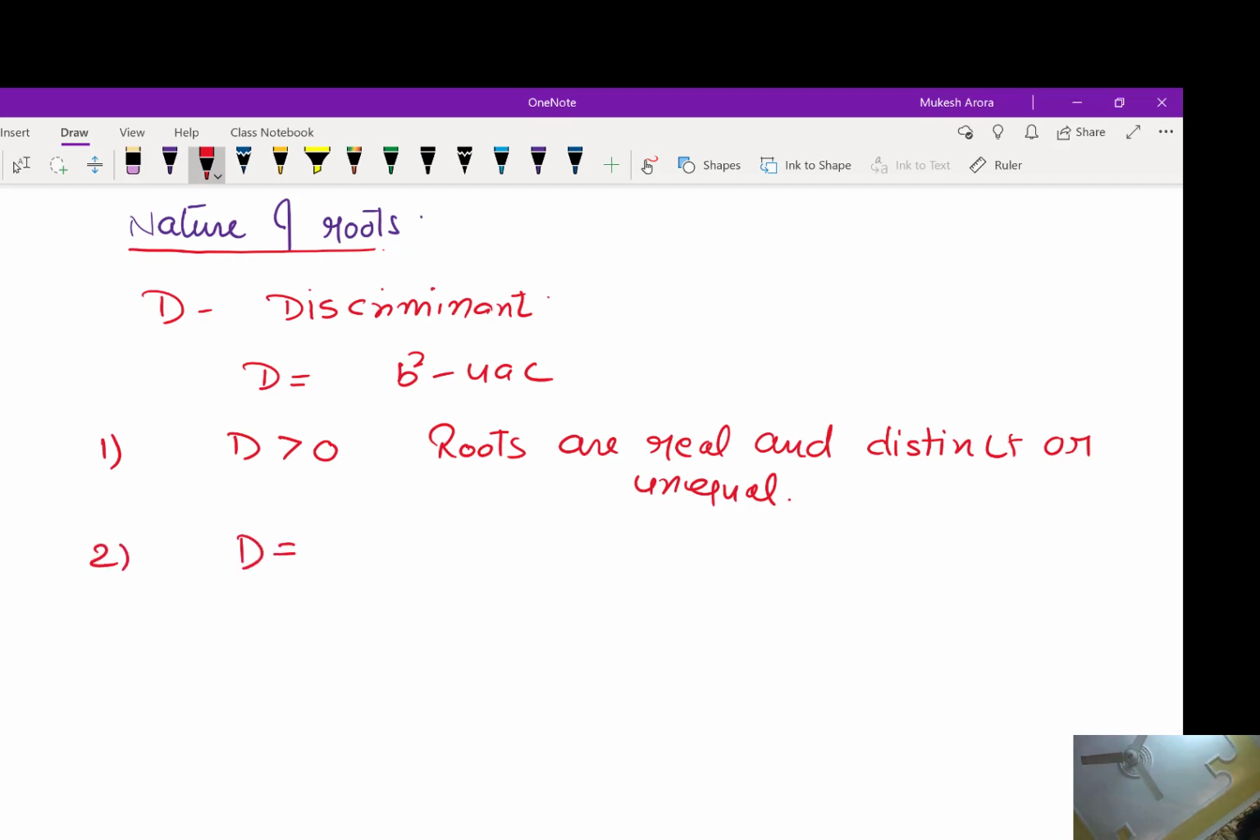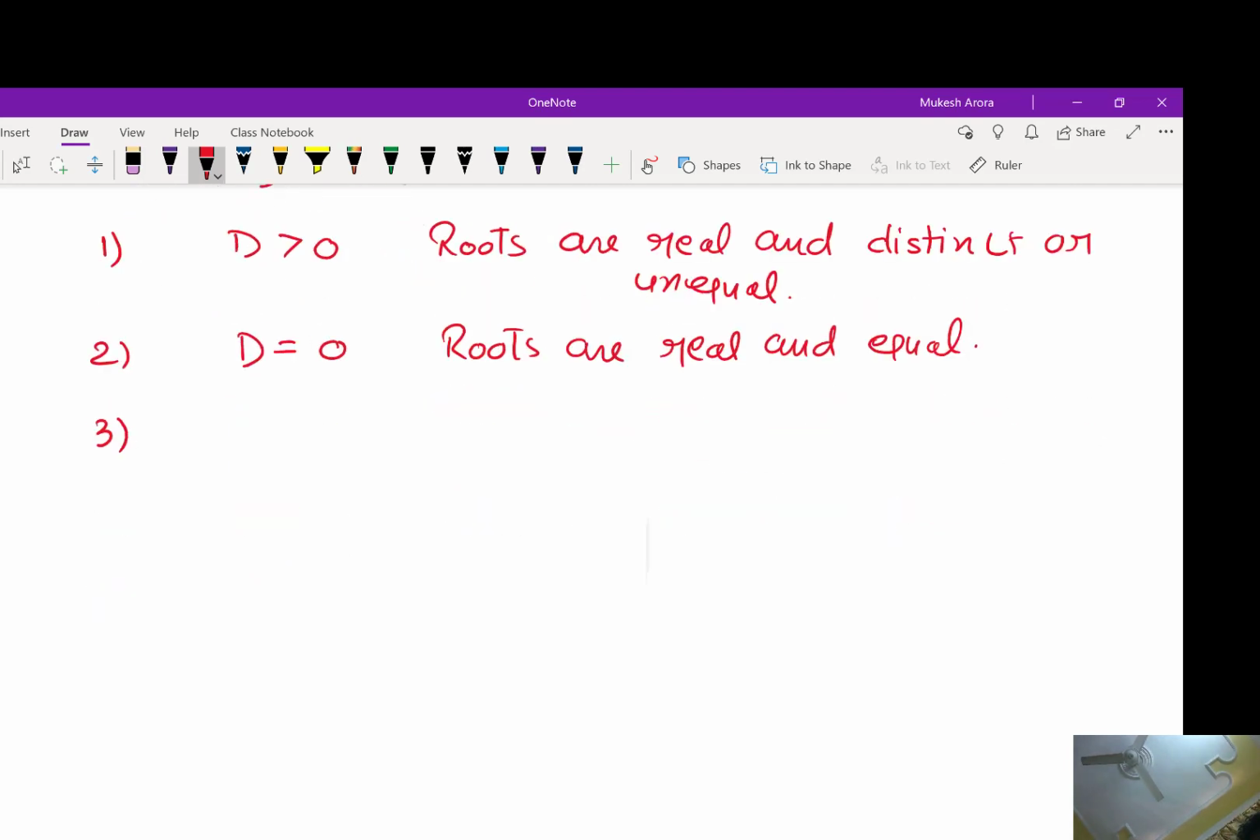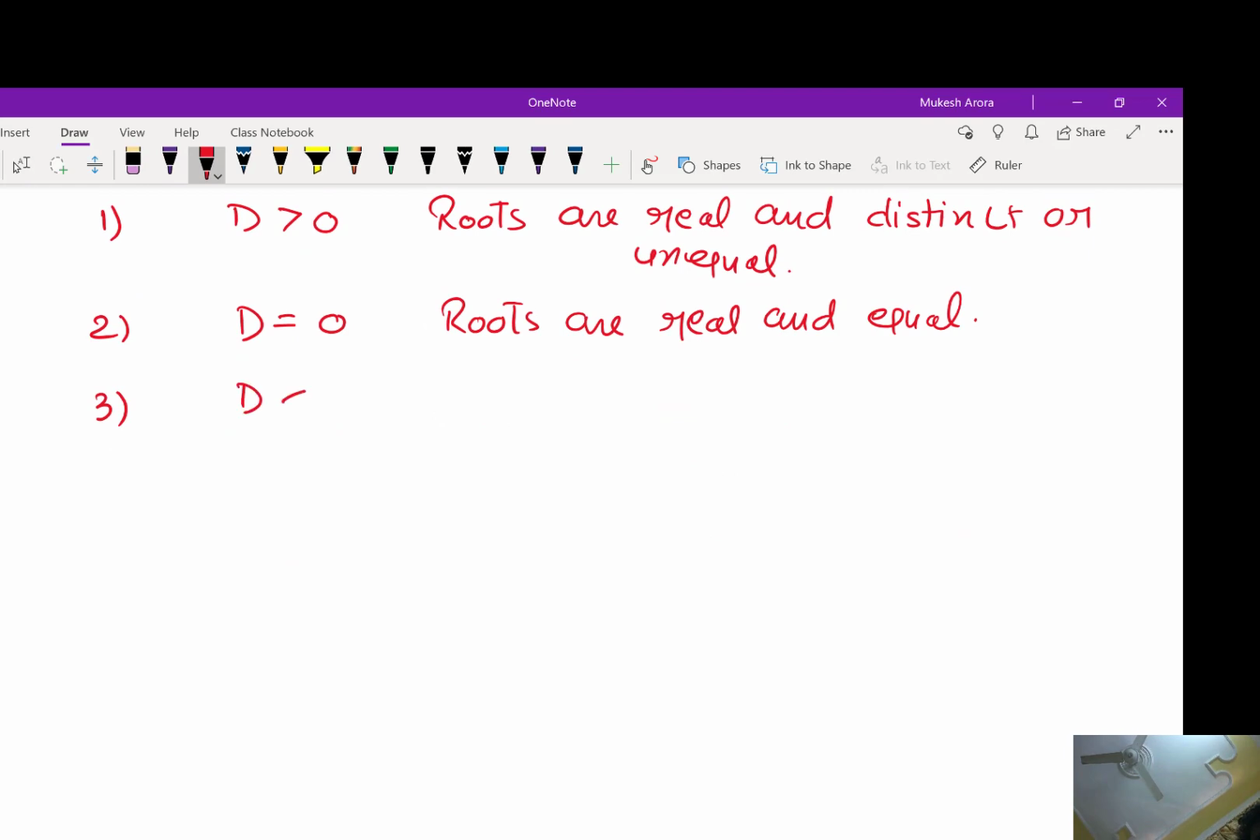Second situation is D is equal to 0. Then the roots are real and equal. This also we have done. We have seen the roots are equal. When D is less than 0, then the roots are non-real. Right? So one by one we'll take the situations and try to find the solutions.